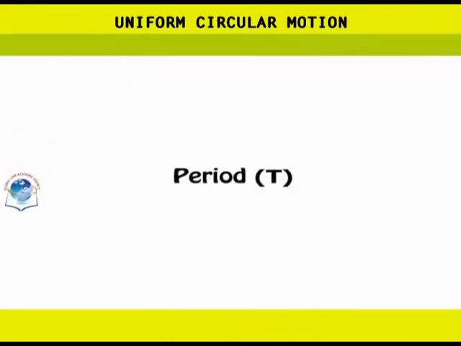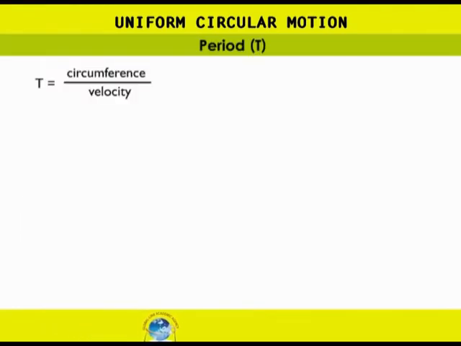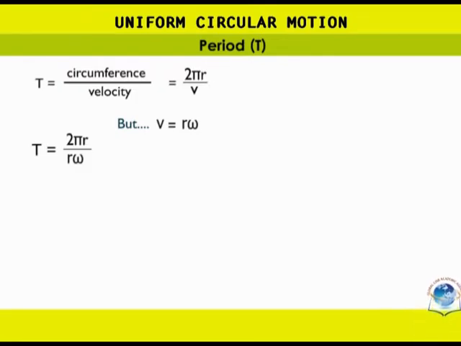Next is period. Now, when a body moves in a circular path at uniform velocity, the time it takes to complete 1 revolution is called period t. It is measured in seconds. And so period t is equal to circumference over the velocity, which is equal to 2 pi r over v. But v is equal to omega r, and therefore t is equal to 2 pi r over omega r. The radius cancels out, and we shall have t is equal to 2 pi over omega.